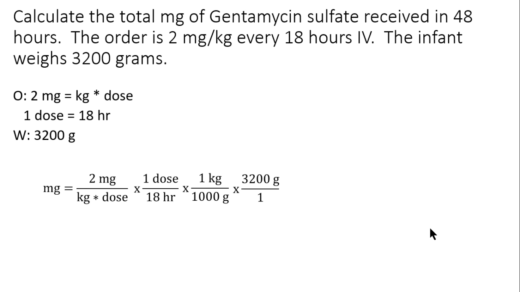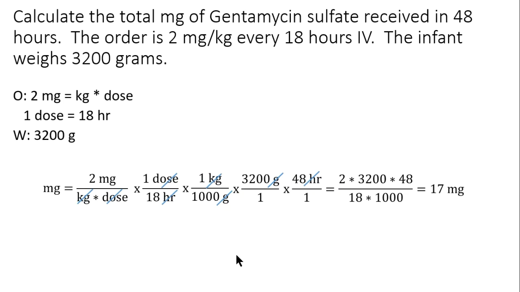And so we check the units. We want to know how many milligrams in 48 hours. Since the hours are in the bottom, we multiply times the hours on top. So we check the units. The doses, kilograms, hours, and grams cancel out, and we are left with only milligrams, which is what we want. So we multiply and divide. So 2 times 3,200 times 48 divided by 18 times 1,000, which gives us 17 milligrams. Questions?